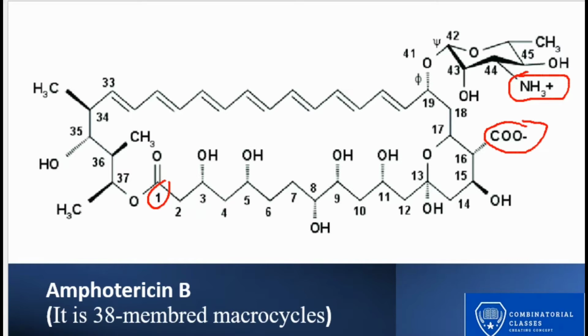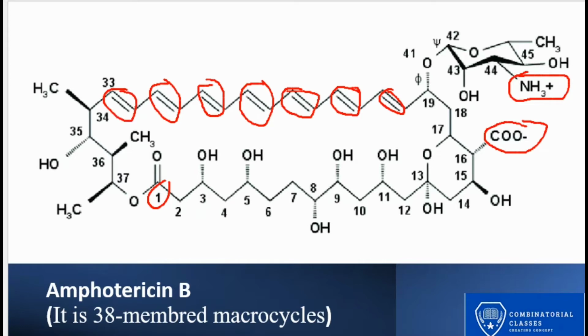It has a double-bonded heptaene. Suppose this one is one double bond, this one is two double bonds, and then 3, 4, 5, 6 and 7. So amphotericin B contains how many double bonds? That is 7 double bonds. So this drug is a heptaene.